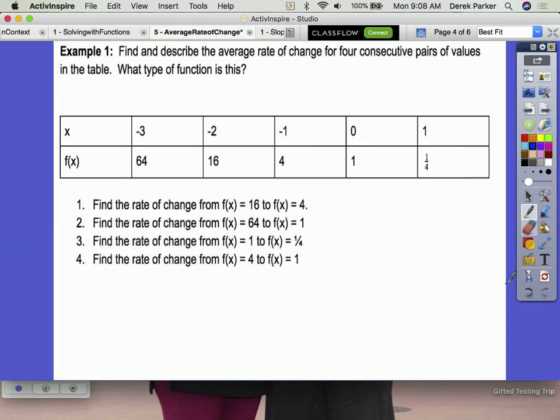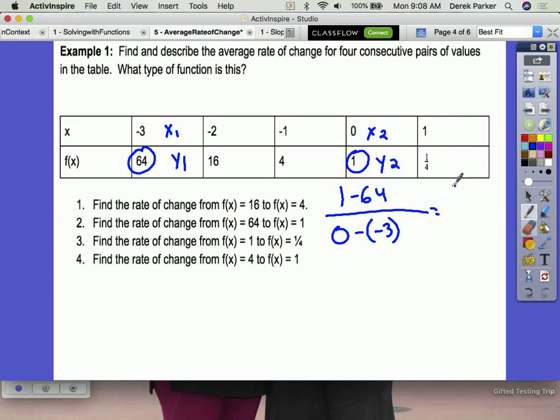Now let's look at 64 to 1. x1, y1, x2, y2. 1 minus 64 divided by 0 minus negative 3. 1 minus 64, you get negative 63, divided by 0 minus negative 3, which is positive 3. Simplify that, and you get negative 21. As you can tell, they are not a constant rate of change, so that is an exponential function.